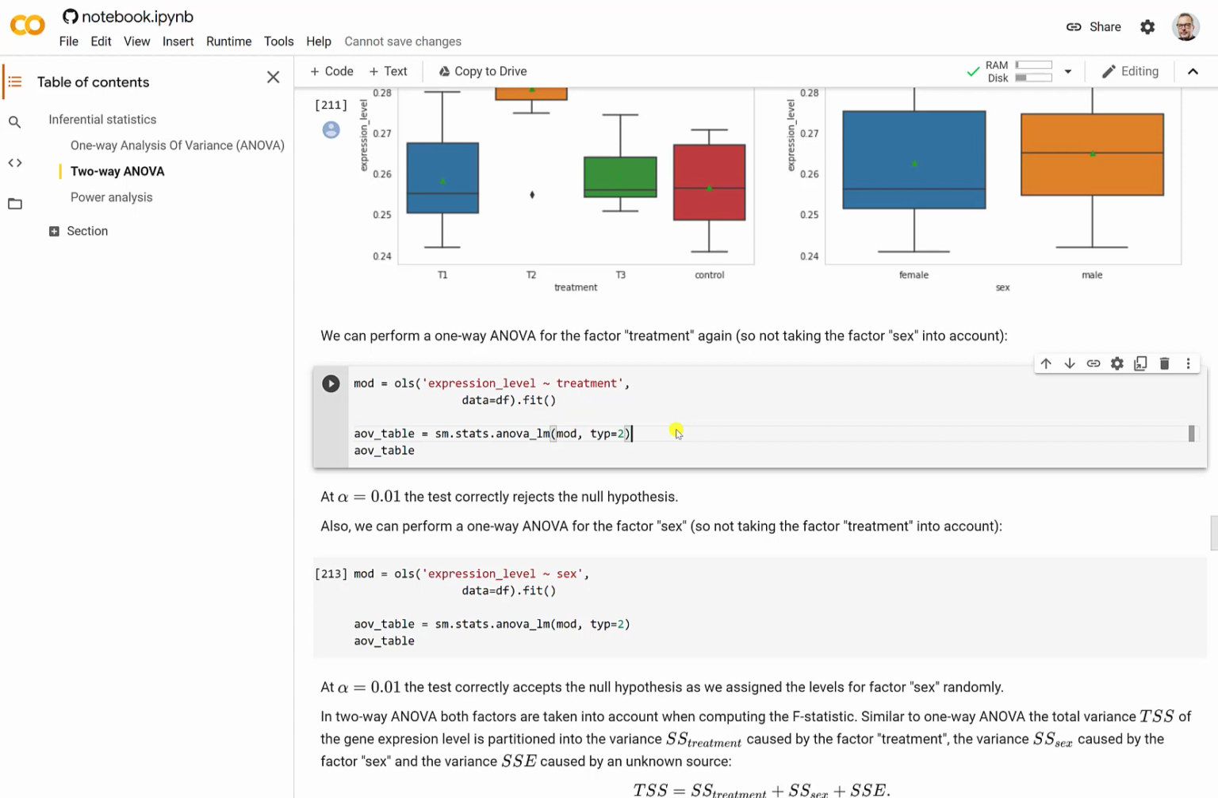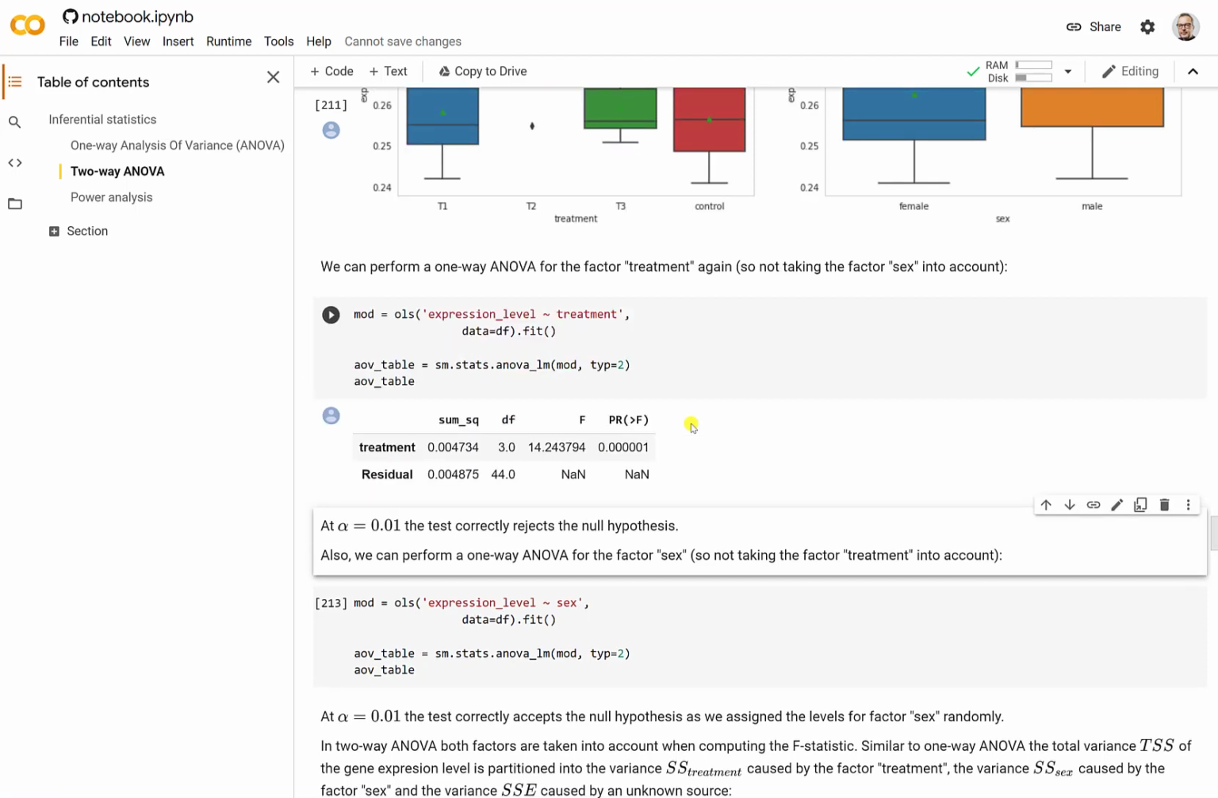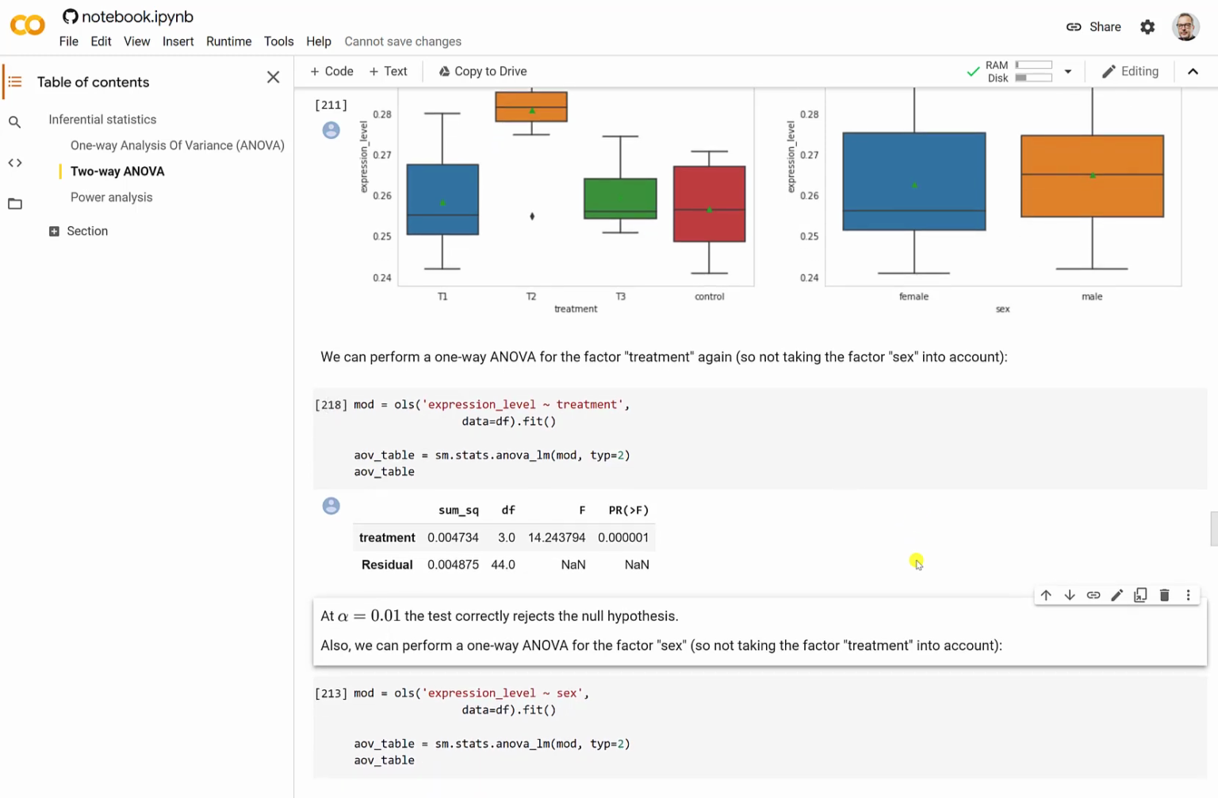perform a one-way ANOVA, and we're going to perform it on the factor treatment. Okay, so if we execute this code here, we know that there was a clear difference in mean for treatment 2, and we can also see that reflected in a very low p-value, as you can see here. So obviously at this significance level we reject the null hypothesis, and we do that correctly.